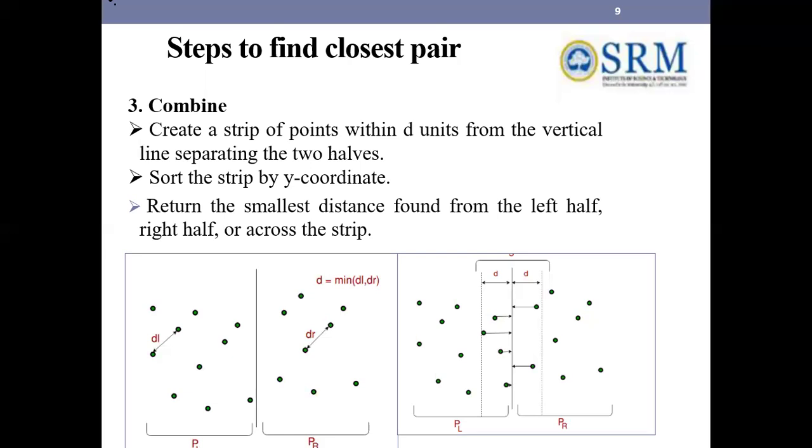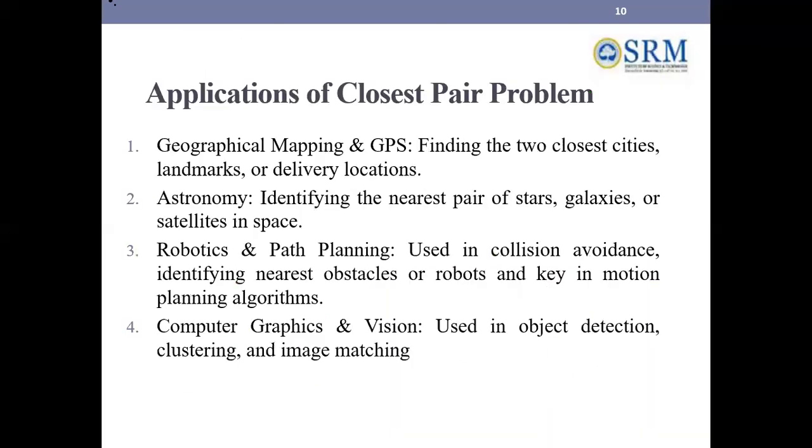See the steps. Create a strip of points within D units from the vertical line separating the two halves, the x side and the y side, and sort the strip by y coordinate. Return the smallest distance found from the left half, right half, and across the strip. That is the closest pair.